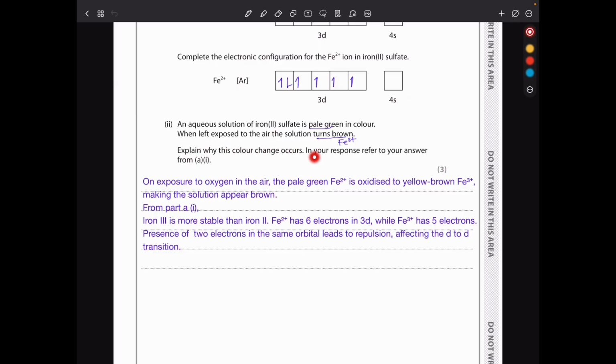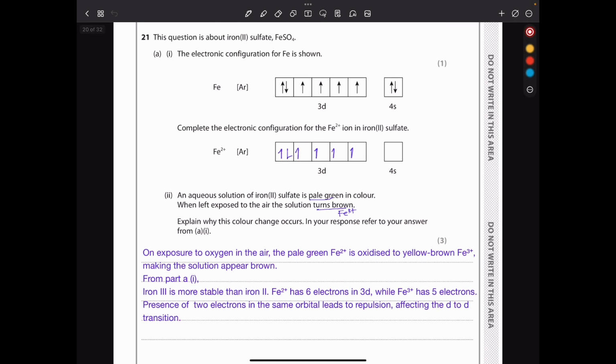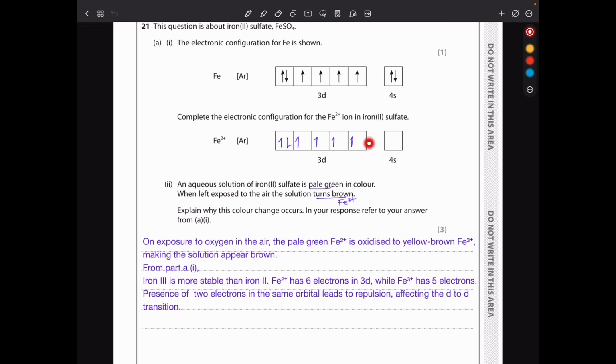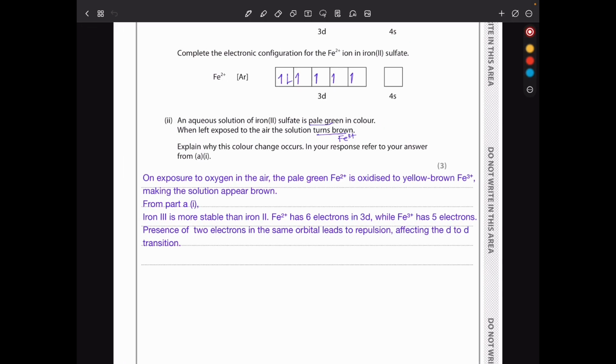Explain why this color change occurs. In your response, refer to your answer in A1. Our answer in A1 is about the electronic configuration. When we look here, we see iron 2 will have pairing, but iron 3, one of these electrons will be out. And this pairing or repulsion within the paired orbital is going to cause a difference in how electrons transition in iron 2 in comparison to iron 3. And so the light absorbed is going to be different between iron 2 and iron 3, and the light transmitted is going to be different, and the colors will be different.